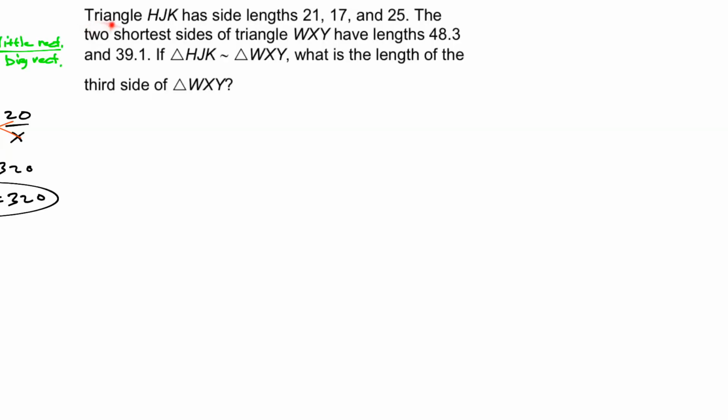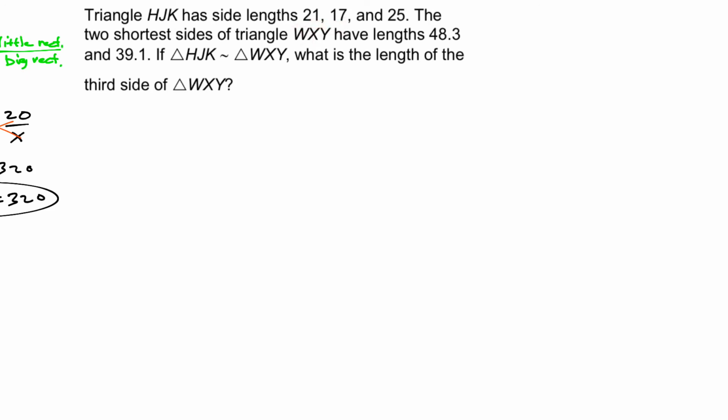The last problem says that triangle HJK has side lengths of 21, 17, and 25. And there's another triangle, WXY, that has two shortest sides of length 39.1 and 48.3. Then it gives you that these two triangles are similar, and they want us to find the length of the third side of triangle WXY. I think you can see that triangle WXY has the longer side lengths for its two shorter side lengths. In triangle HJK, the two shorter side lengths are 17 and 21.